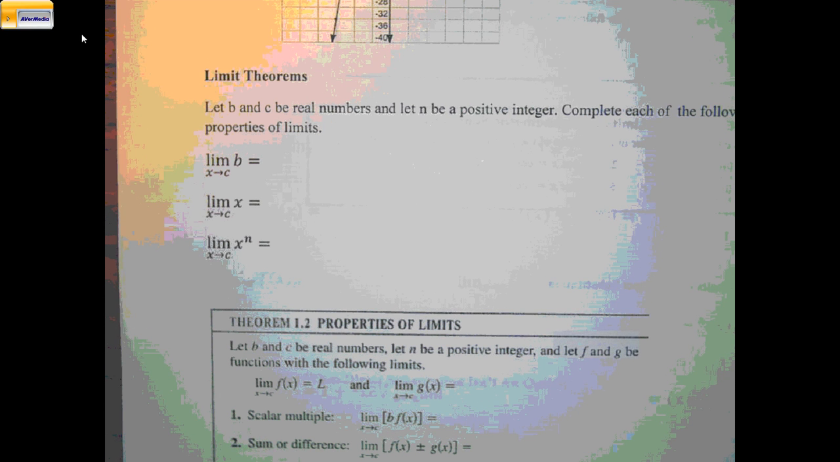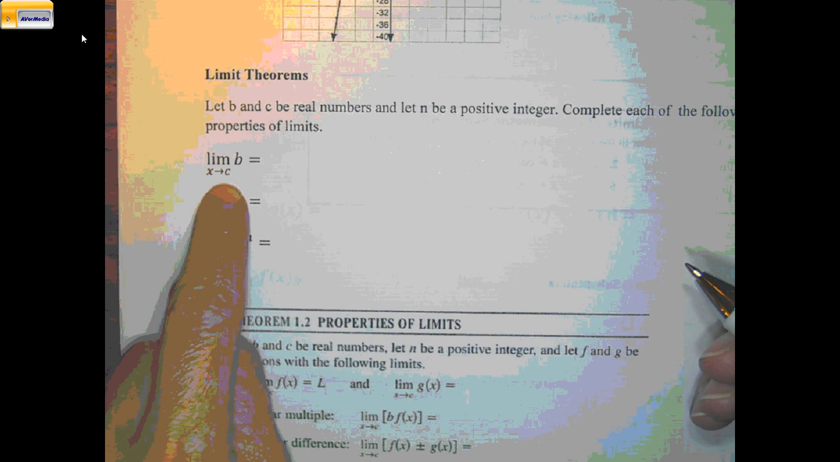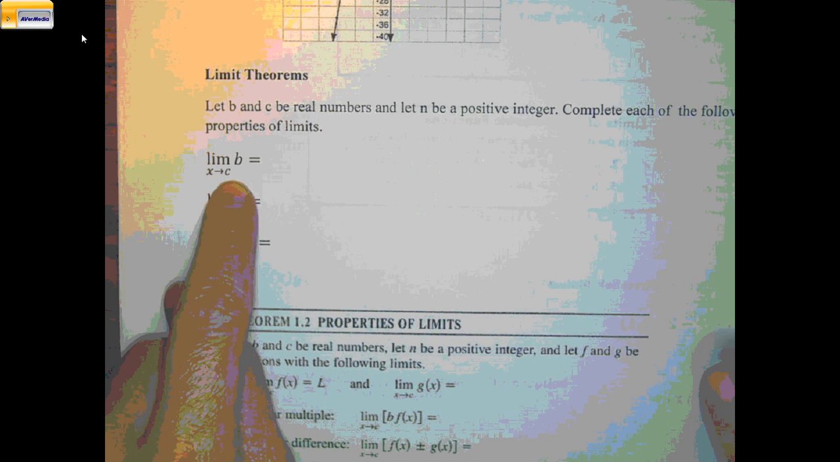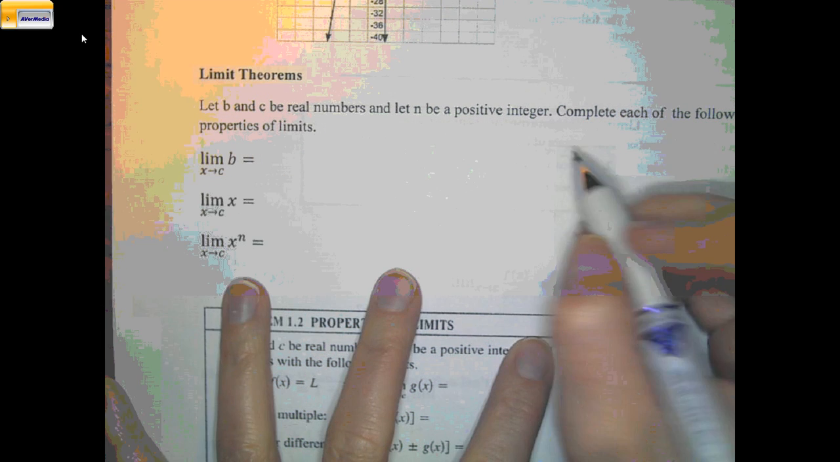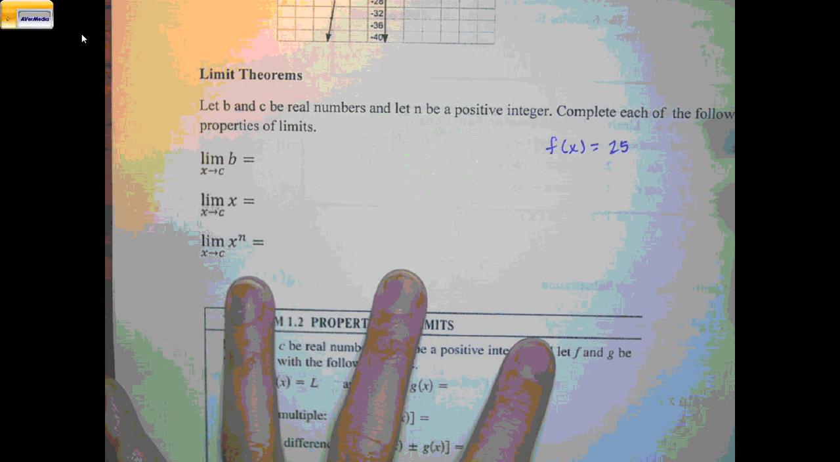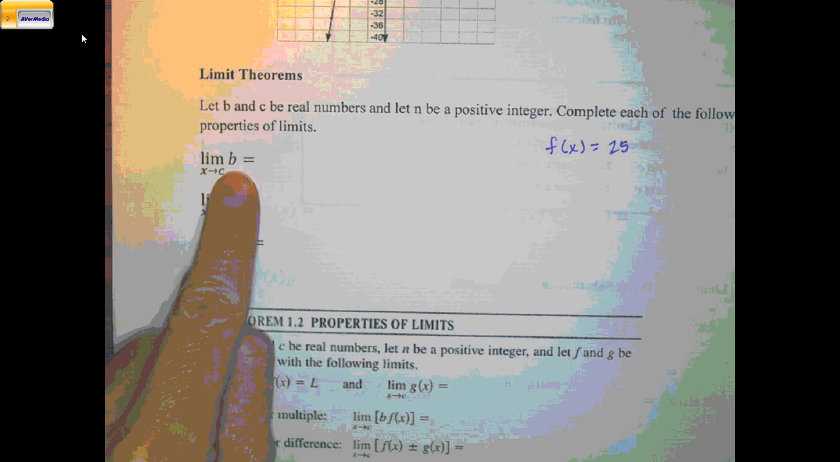So if we're looking for the limit of b as x approaches c, so we're looking for the limit of some just number as x approaches a different number. That means that the f of x function had to have been, I don't know, somebody give me a number. 25. I think I heard 25. Great. So let's pretend it was 25. So they're saying find the limit of 25 as x approaches c.